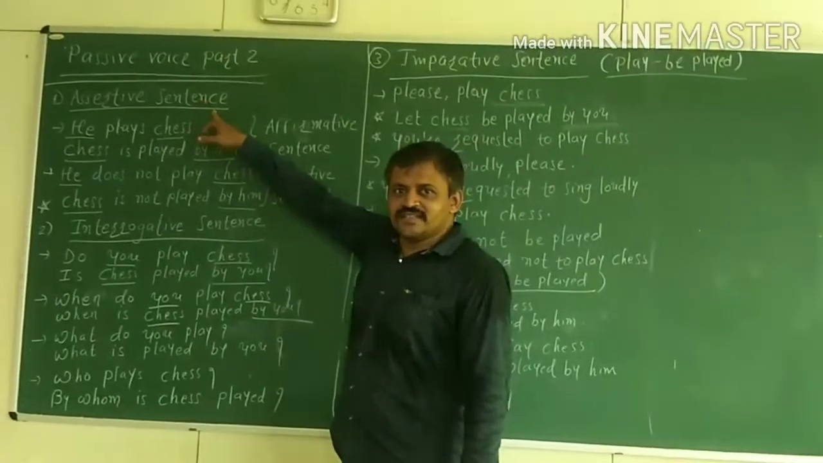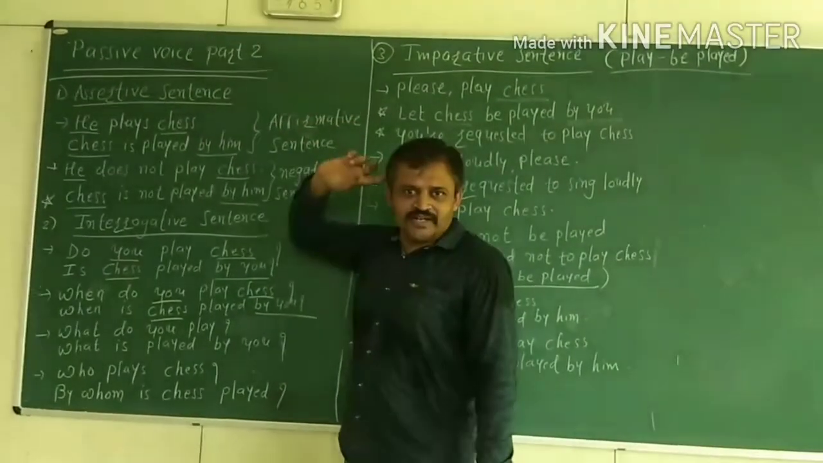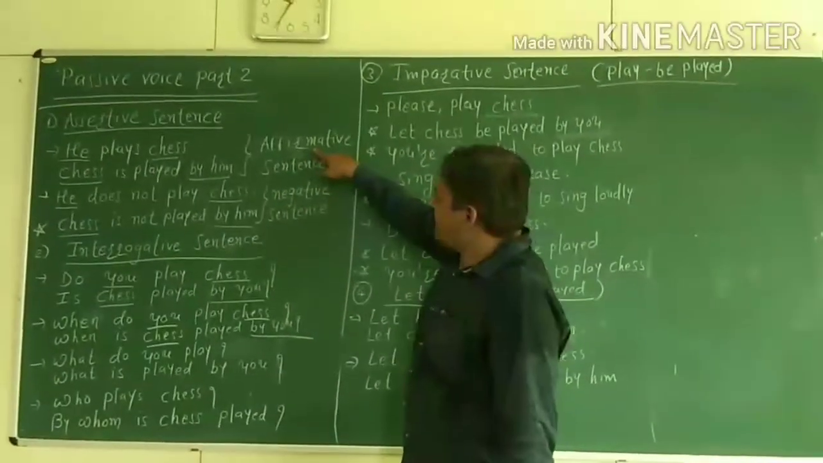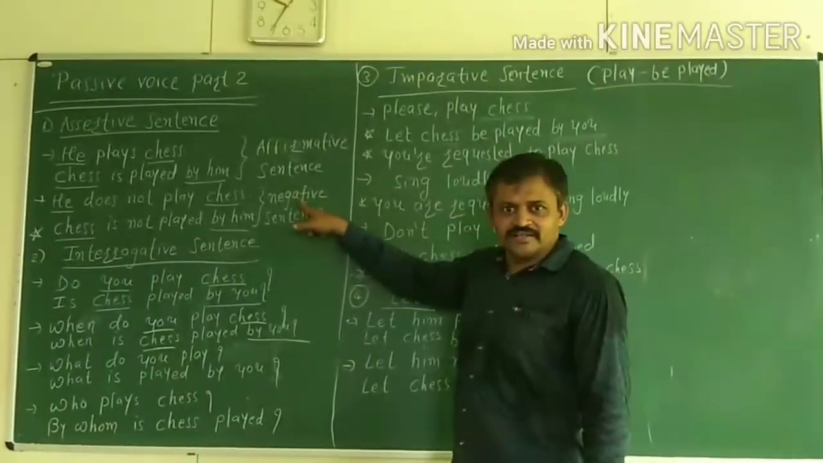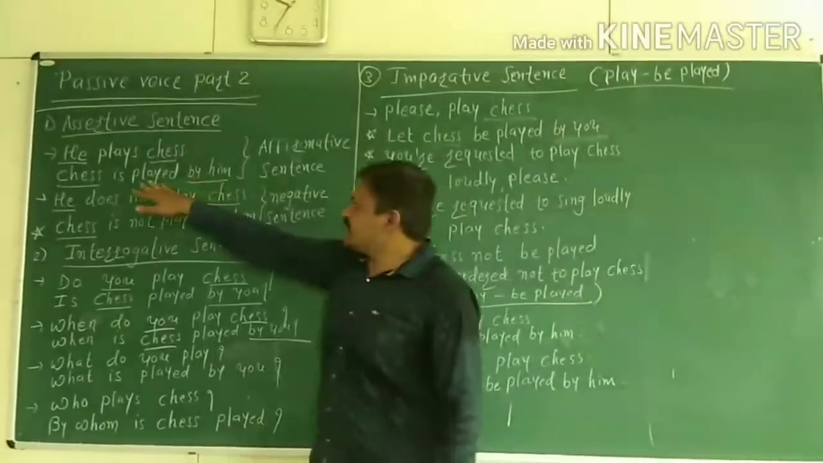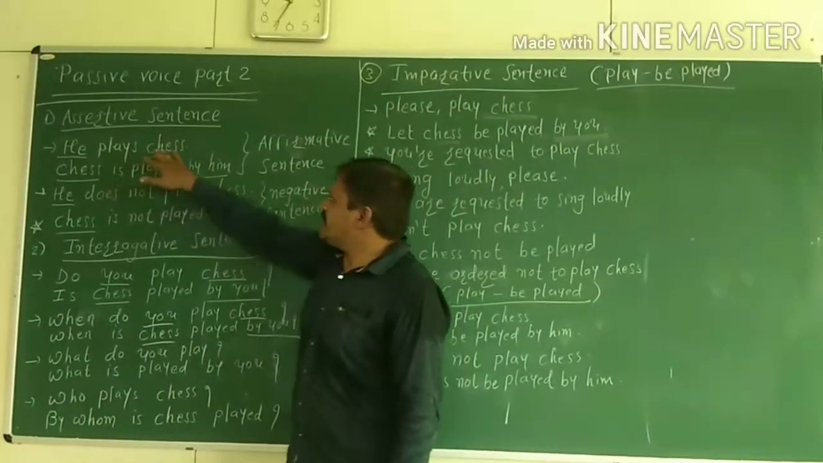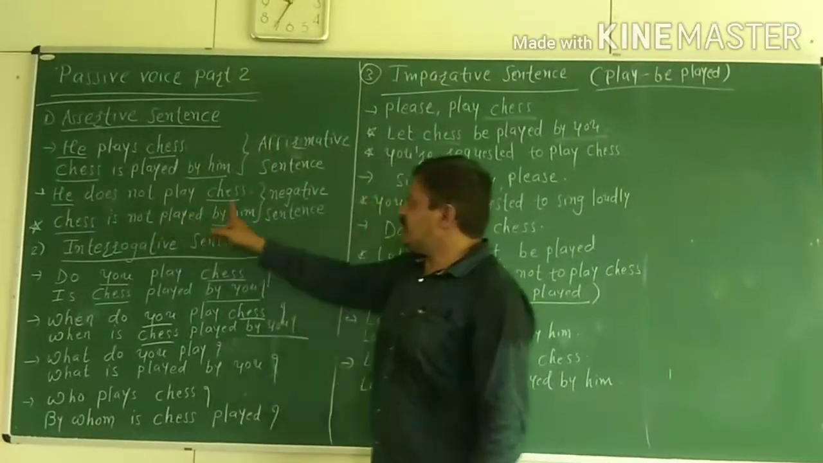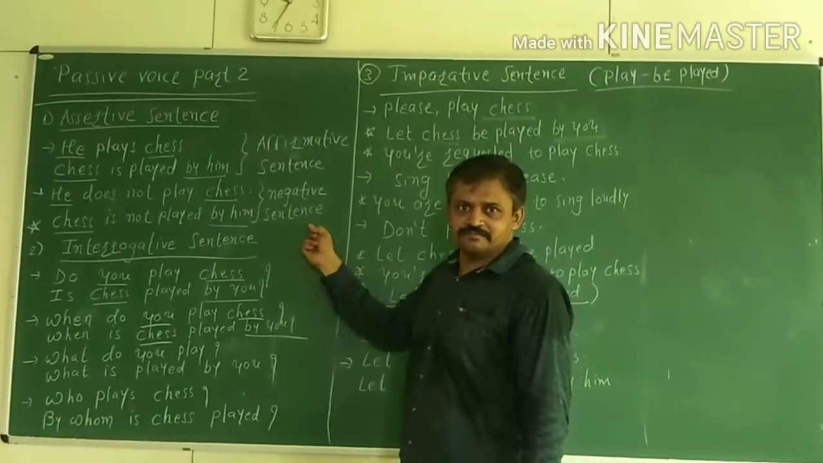The first sentence is the assertive sentence. Assertive sentence means affirmative sentence and negative sentence. Here is an example. He plays chess is an affirmative sentence and he does not play chess is a negative sentence.